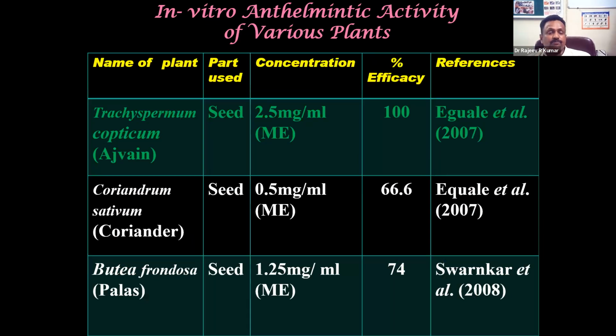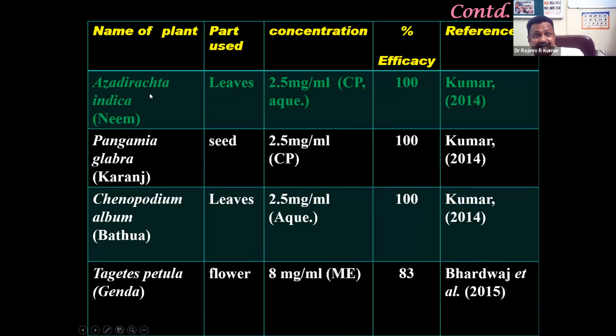But if we see the scientific report, Trachyspermum copticum, that is Ajwain, showed 100% efficacy against gastrointestinal nematodes, especially Haemonchus contortus, when we treat the animals with methanolic extract at a dose rate of 0.25 mg per ml. Besides this, there is another plant, Azadirachta indica. It is a unique plant having anthelmintic property, antibacterial property, molluscicidal activity. There are so many. I have also tested this plant.